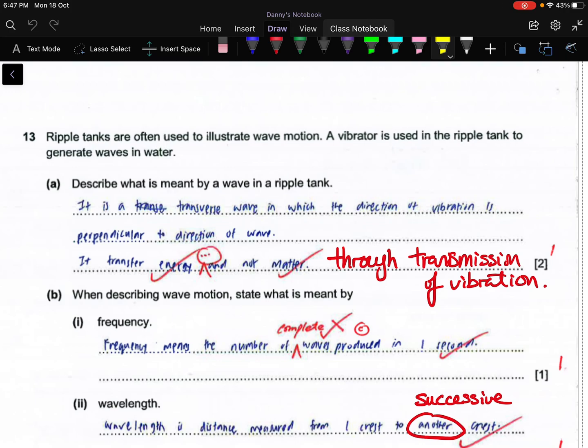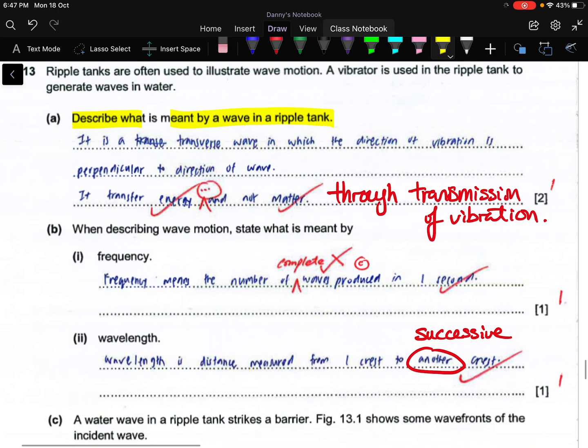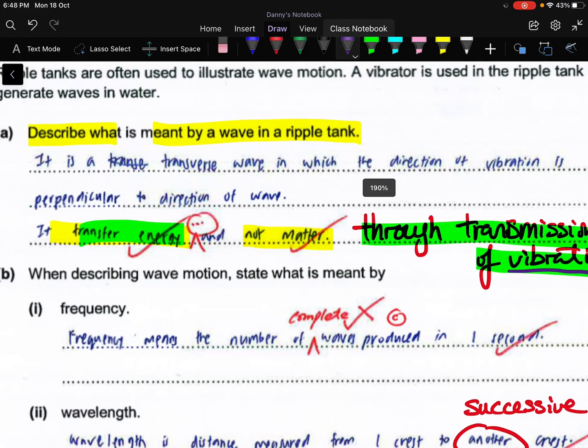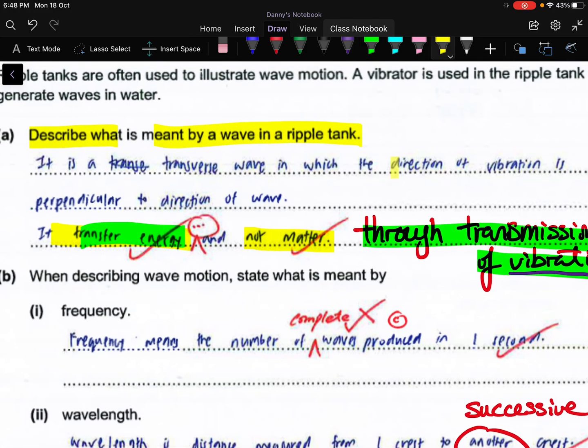So the question is asking you what is meant by a wave in a ripple tank. But many of you are answering me like, why is a water wave transverse wave? So these two are different questions. They shouldn't be confused with each other. So what is meant by a wave? Well, a wave is just a phenomenon whereby it transfers energy and not matter, and this energy transfer is done through transmission of vibration. And please take note, it is vibration, not collision. Okay, so you don't even need to tell me that the direction is perpendicular and so on and so forth, because they are not asking you why is it transverse.